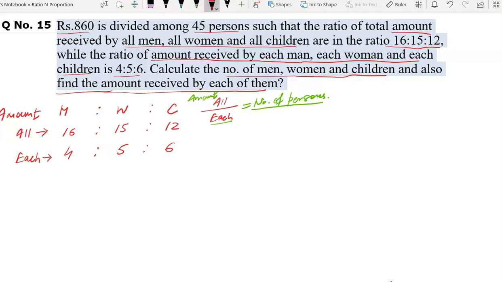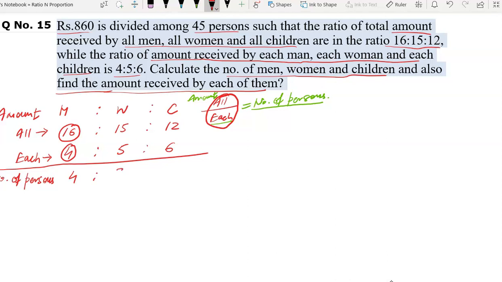So now if we need to find the number of persons, we'll have to divide 16 by 4, all divided by each. So 16 divided by 4 will give us 4, 15 divided by 5 will give us 3, and 12 divided by 6 will give us 2.